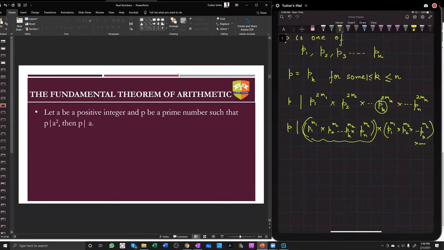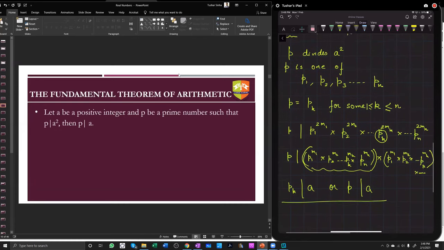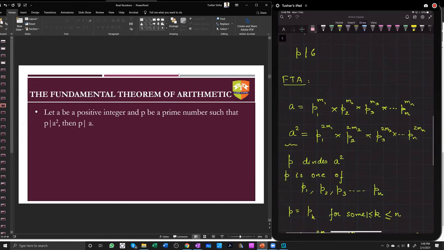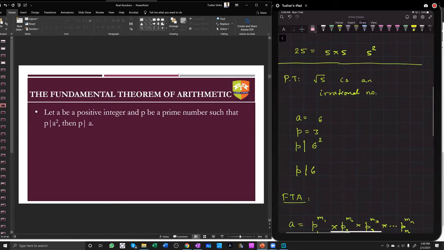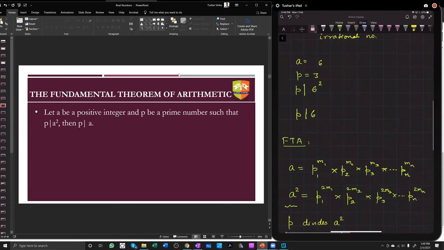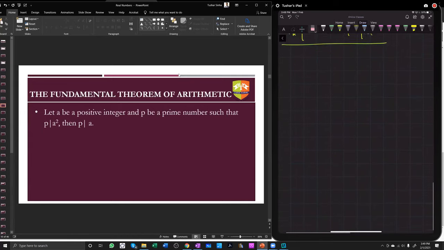Okay. So clearly Pk divides A, or P divides A. That is what you needed to prove. P divides A, right? So P was Pk. So Pk divides A. Clear? So hence this particular thing is going to be used for proving what type of questions? This one. Prove that root 5 is an irrational number. You can always state this theorem to prove it. Okay, so there will be one question for sure on this type.